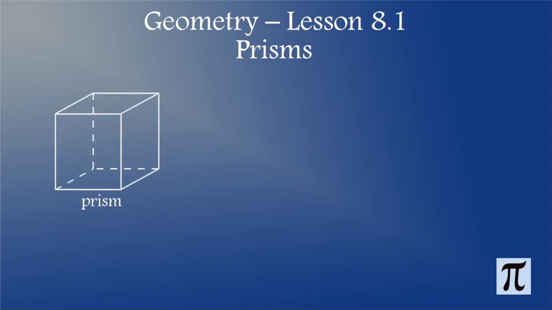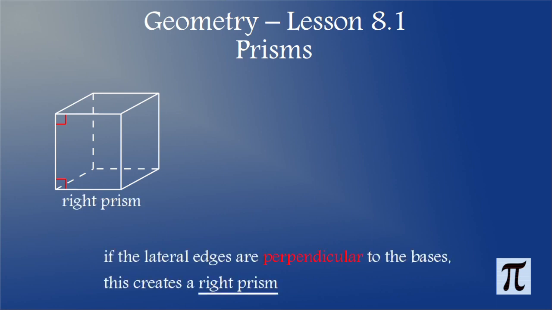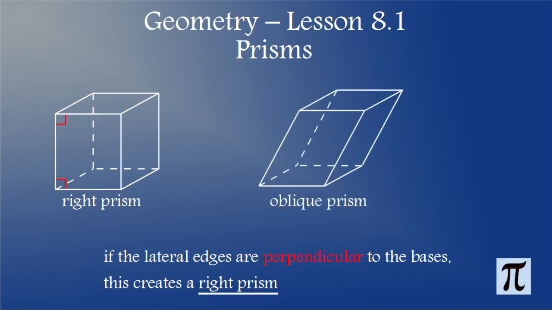Let's go back to this prism. And now we're going to define that the lateral edges are perpendicular to the bases. If the lateral edges are perpendicular to the bases, this creates a right prism. If the lateral edges are not perpendicular to the bases, this creates an oblique prism. So in this case, we've taken the upper base and just kind of slid it over. The prism would no longer be right. We would call this an oblique prism.